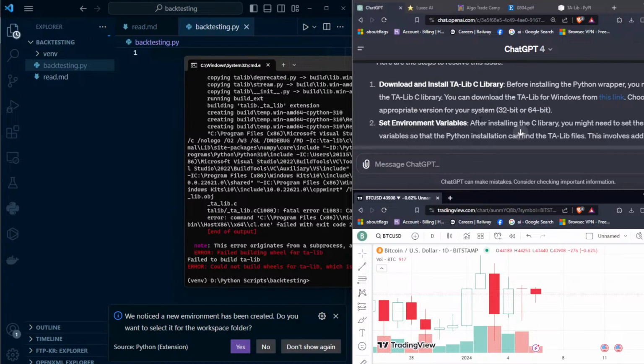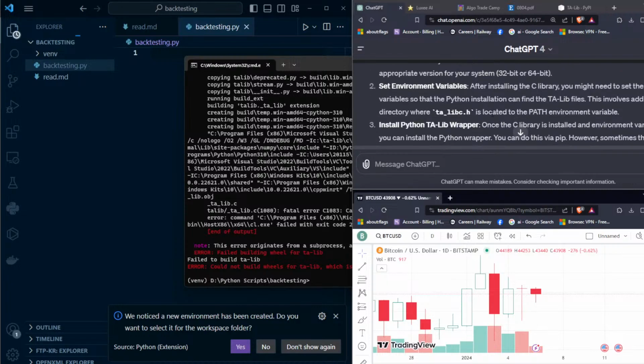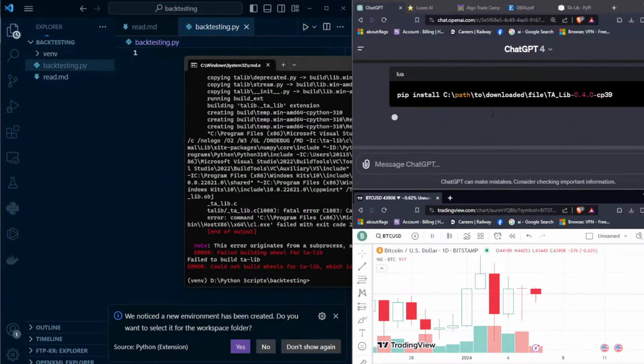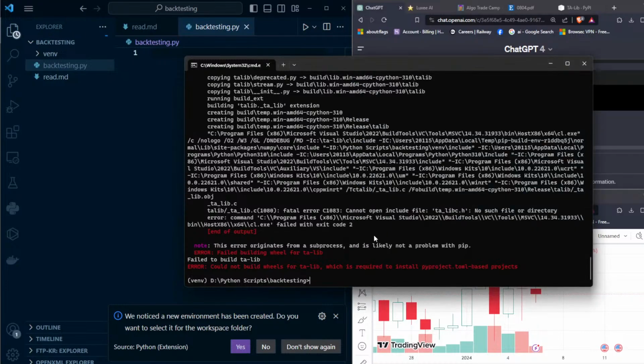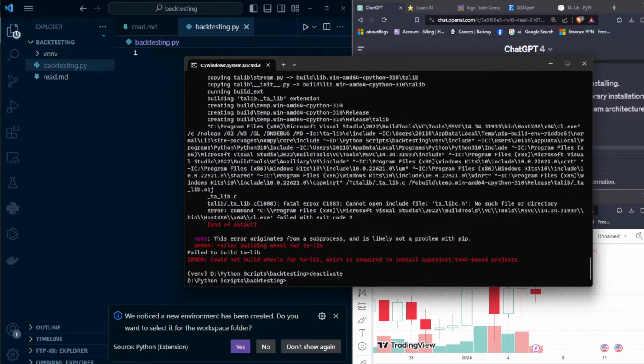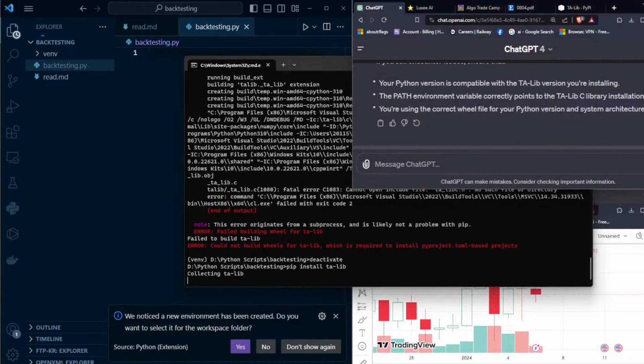Oh, so basically TA-Lib is made in C, but it has a Python wrapper, so I need to install it on my system. Okay, let's try deactivating the virtual environment and just try to install it on the whole system. Deactivate. Okay, deactivated. Now let's try to install TA-Lib. Let's see if it is gonna work.